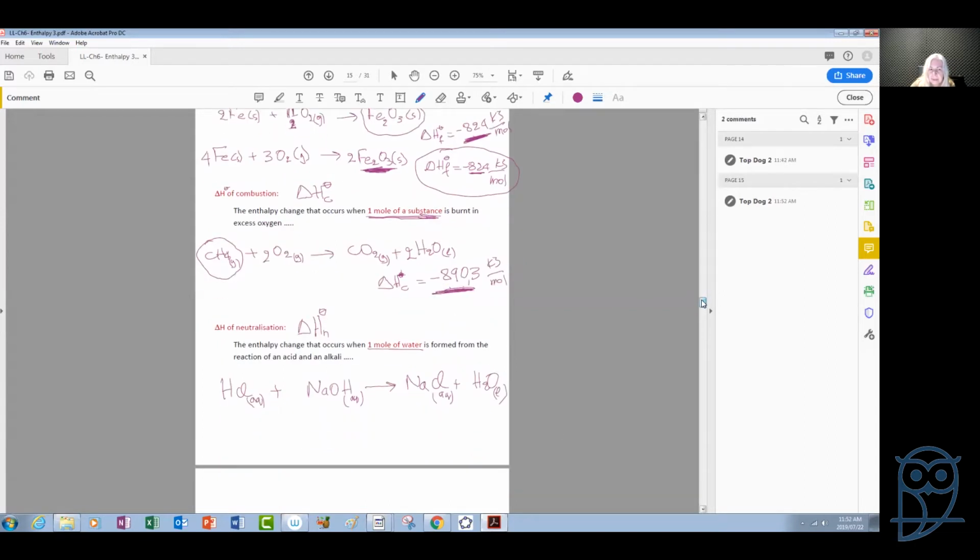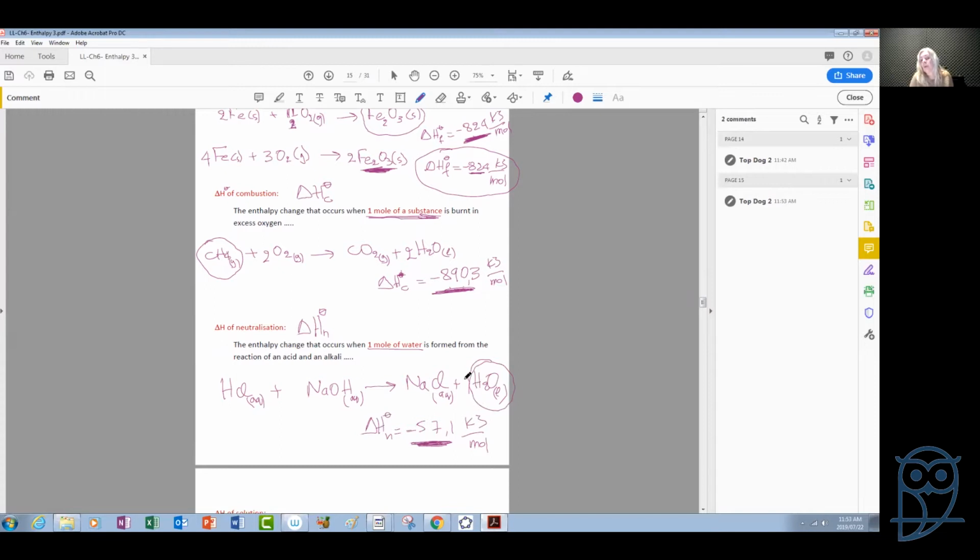And they say that the standard enthalpy of neutralization, in this case, has a value of minus 57.1 kilojoules per mole for this particular neutralization reaction. And this value now represents the enthalpy change per mole of water that is produced. Here we have 1 mole of water produced, so this value corresponds to this reaction where 1 mole of water was produced.